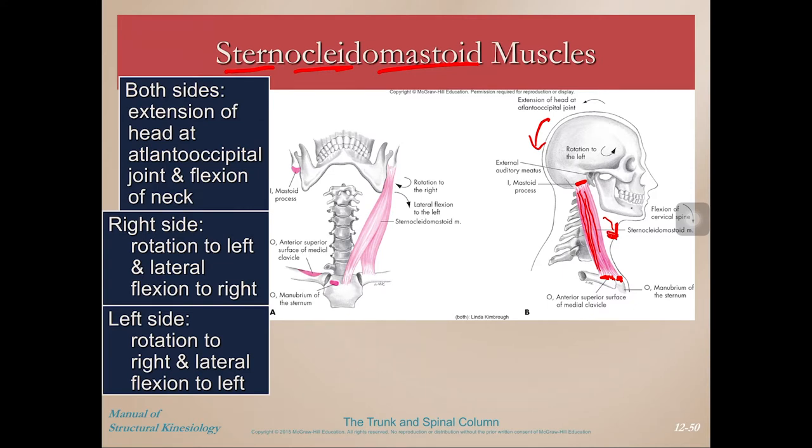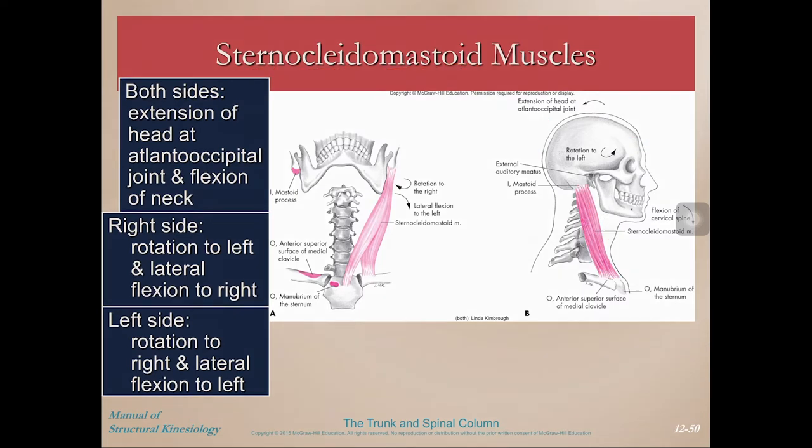Flexion of the neck. And it's because of that oblique angle. Now, if one side contracts, so we have unilateral contraction, we get rotation to, so if just the right side contracts, rotation to the left and lateral flexion to the right. So if this shortens, it's going to pull the head around that way. Or if it's going to do lateral flexion, it's going to pull this mastoid process down to the shoulder.